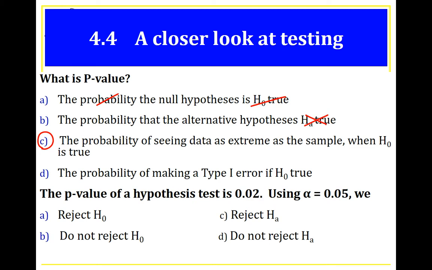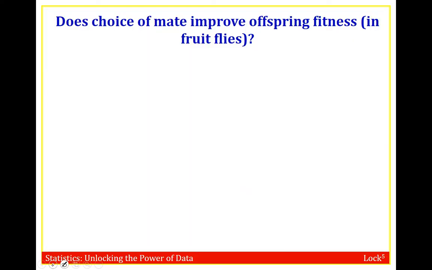And second question, the p-value of a hypothesis test is 0.02, using an alpha level of 0.05. So what would you do if you had a p-value of 0.02 and you were comparing that to an alpha level of 0.05? Well, first of all, that says that the p-value is smaller than the alpha value. 0.02 is clearly less than 0.05. Okay, well then we would reject H0. If the p-value is less than the alpha value, we have evidence to suggest that we should reject H0.